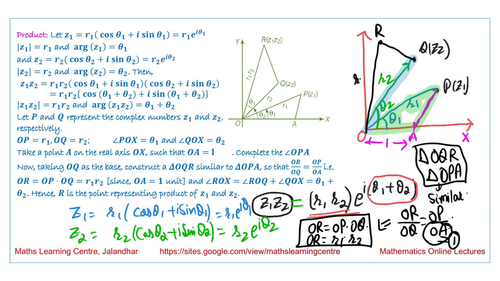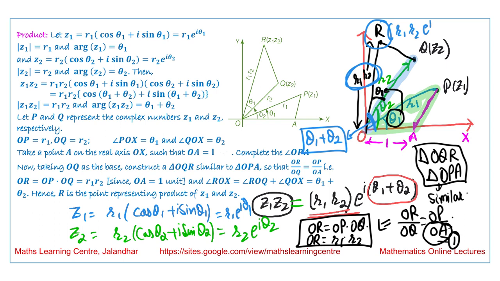So the length of this will be R1 into R2. This O to R length will be R1 into R2. Both these triangles are similar, so if this angle is theta 1, then this angle is theta 1. So the total angle over here will be theta 1 plus theta 2. So this is the required point R, which has the length R1 R2 and the angle theta 1 plus theta 2. So this is Z1 into Z2. This is how we can construct the point R, which is the product of the two complex numbers Z1 and Z2.